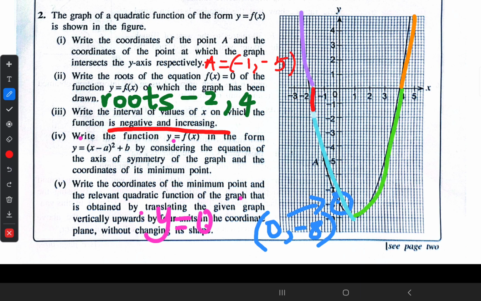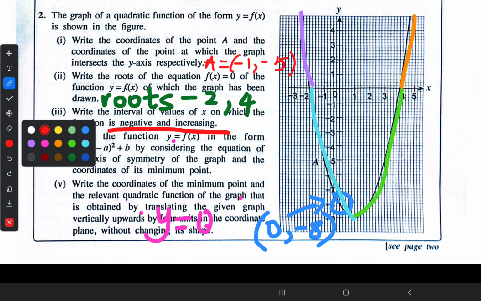For increasing, here you can see the values are decreasing up to here. In the light blue region, the function is negative but decreasing. We need negative and increasing. So this is the region we need, where the function is negative and increasing as well. This is the region we have to consider. I'll write the answer for that question over here.